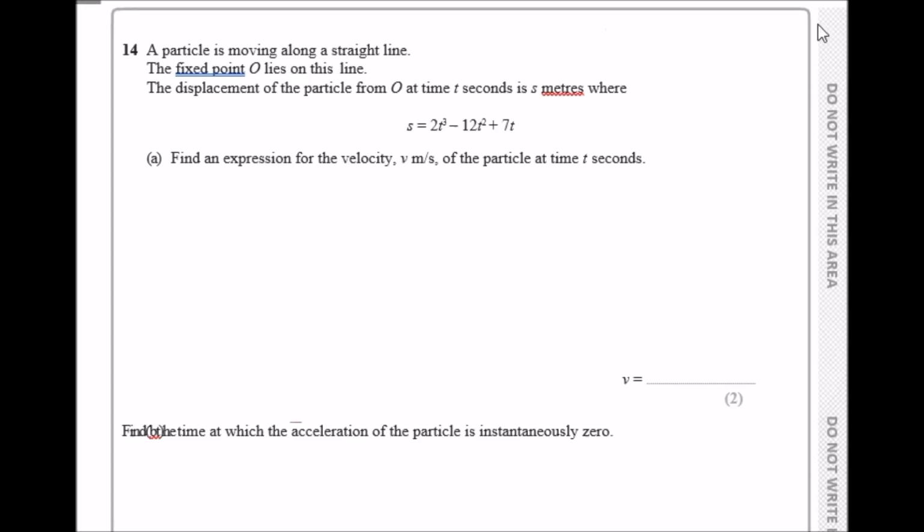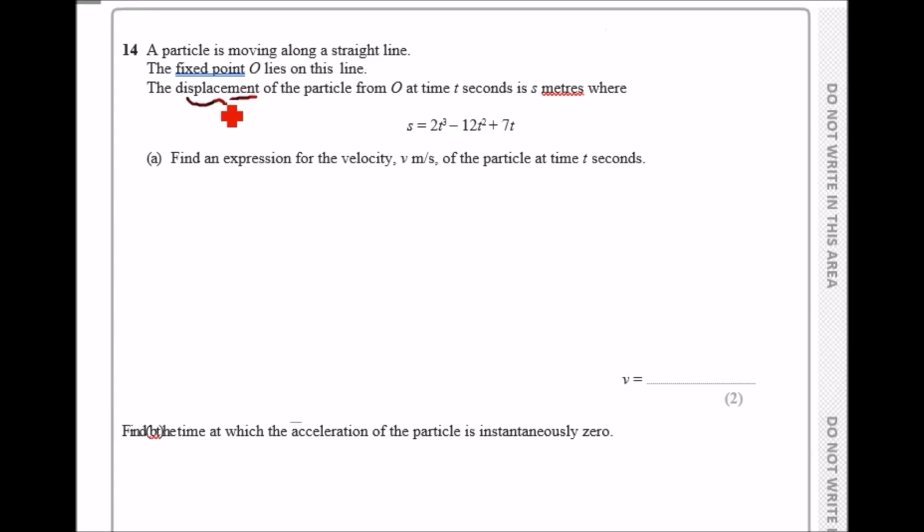What do we have? A particle is moving along a straight line. The fixed point O lies on this line. The displacement, which is a vector quantity, a version of distance, of the particle from O at time t seconds is s meters, where we're given this equation in terms of t. So s equals an equation in terms of t.